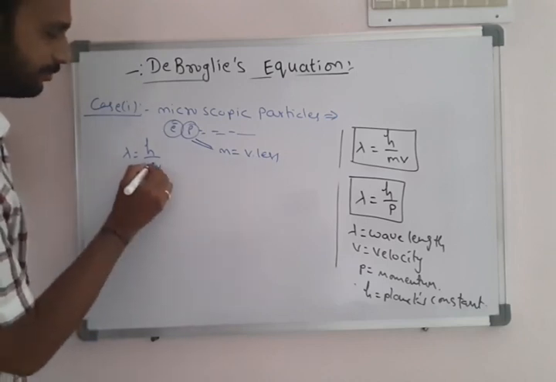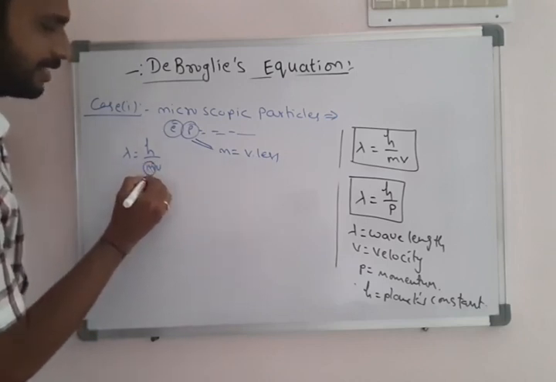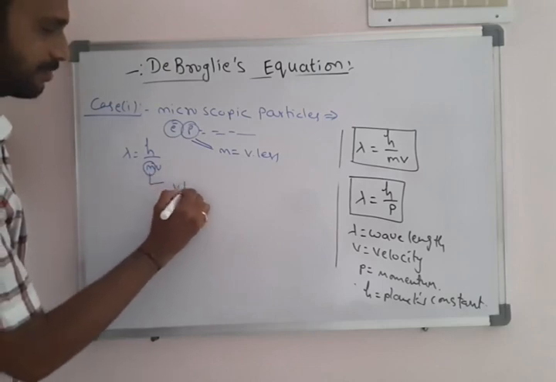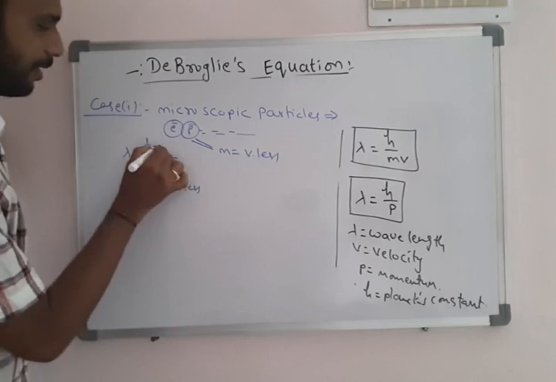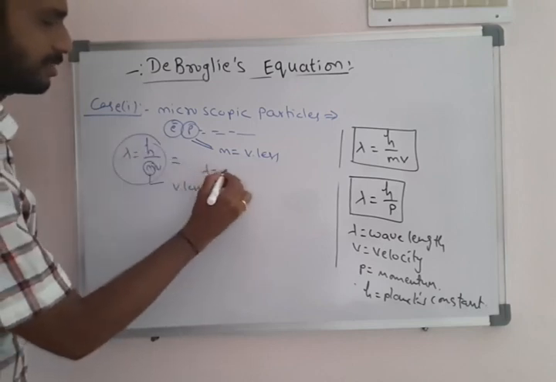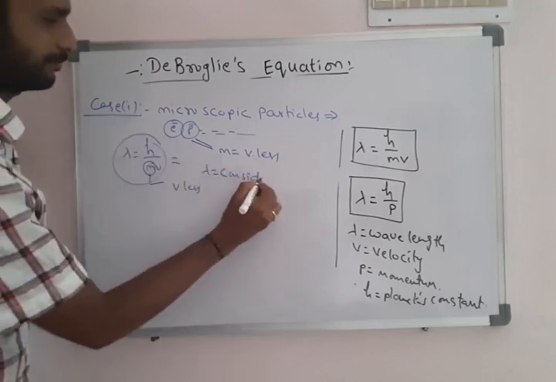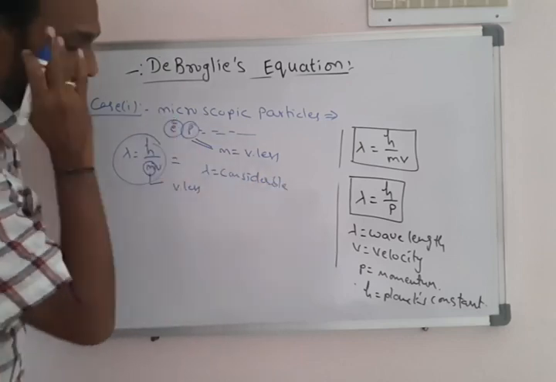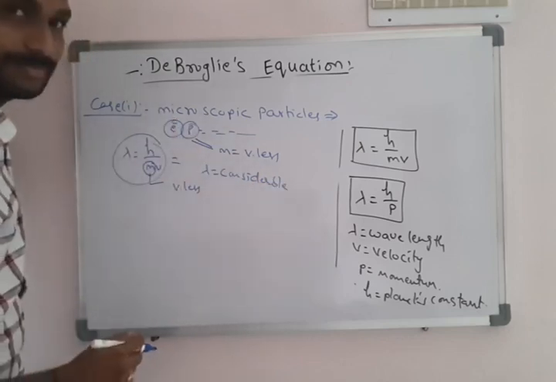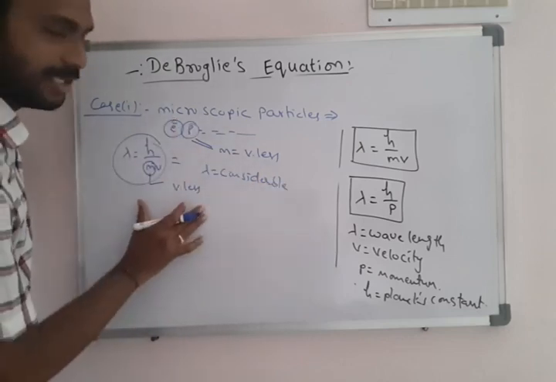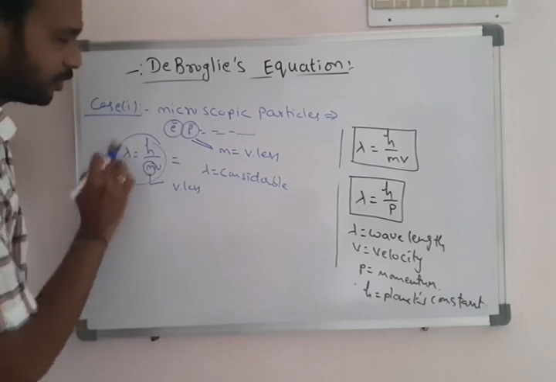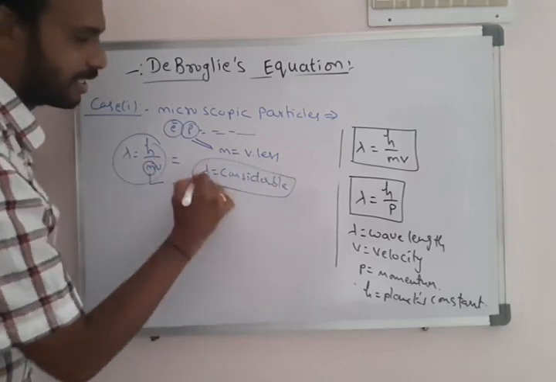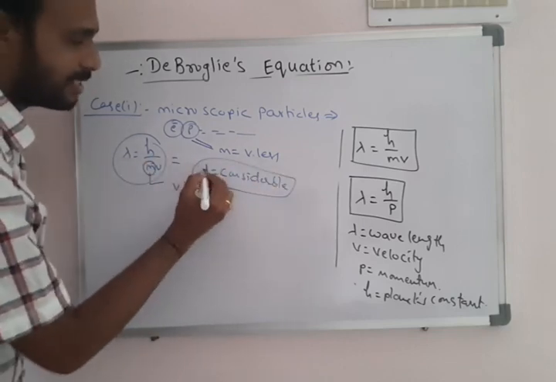So here the denominator is very less. As the denominator is very less, the total value is considerable. It may not be negligible, because as the denominator is a very small value, the total value becomes somewhat considerable. Meaning the lambda value is considerable.